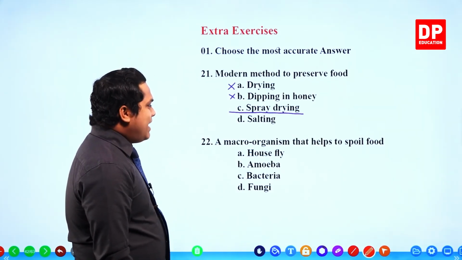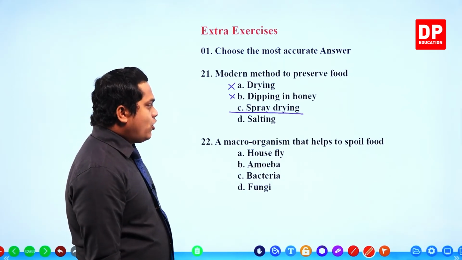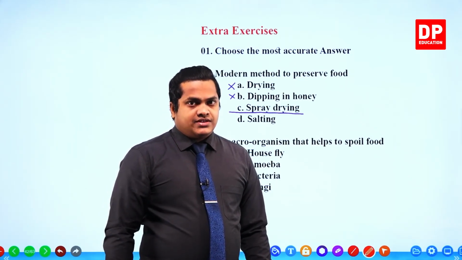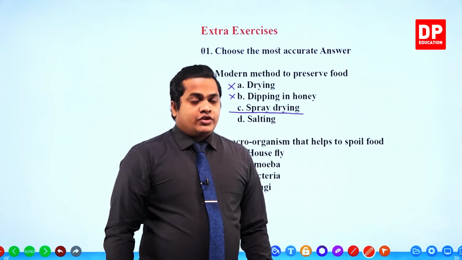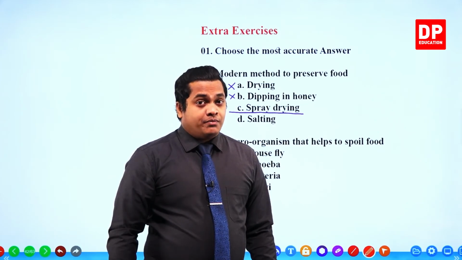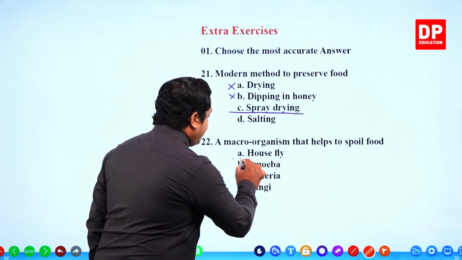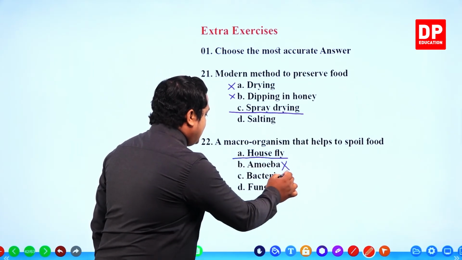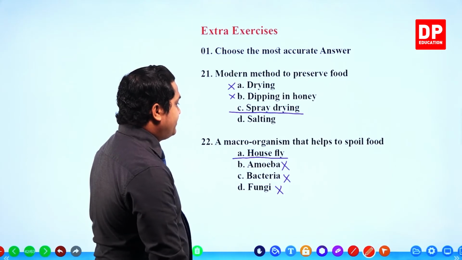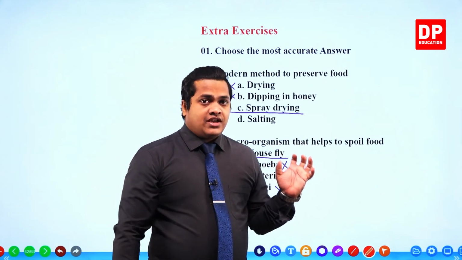Next one. A macroorganism that helps to spoil food. Macroorganism means an organism that can be observed with the naked eye, a large organism. So it should not be a microorganism. So my dear children, the first and foremost answer is correct: the housefly. Amoeba is a microorganism, bacteria is also a microorganism, fungus is also a type of microorganism. So the housefly should be our answer, a type of macroorganism which helps to spoil food.